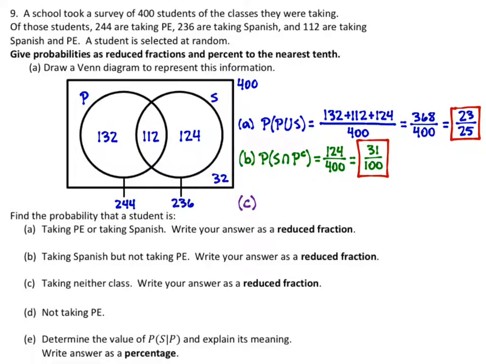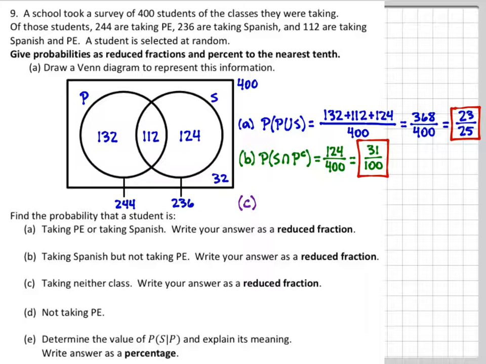For C, it says, what's the probability of a student taking neither class? Well, that's pretty easy. We'd say the probability of not P. Did I read that wrong? Oh, I think I read that wrong. Let's see here. Okay, for C, it actually says, what's the probability that a student is taking neither? So we would write that as P of not P intersect not S. And so we can see in the Venn diagram which group is not taking either PE or Spanish. Well, that's this out here. That'd be 32 out of 400, which reduces to 2 out of 25, which reduces to 8% if you're going to put it into a percentage.